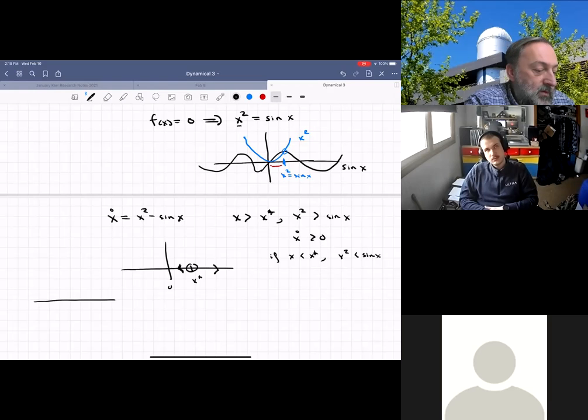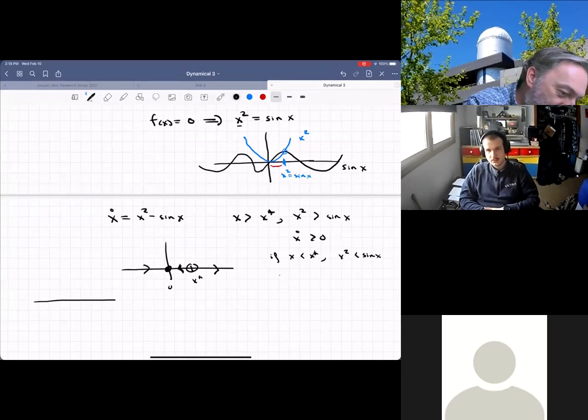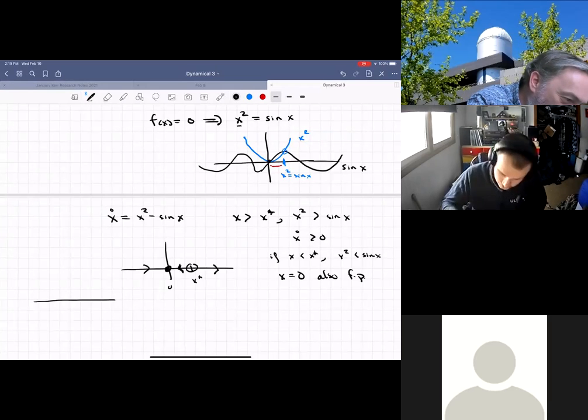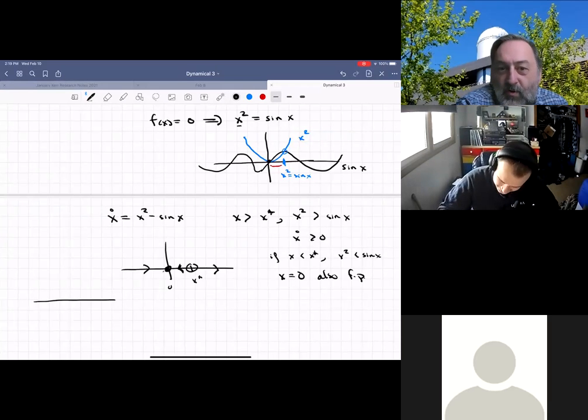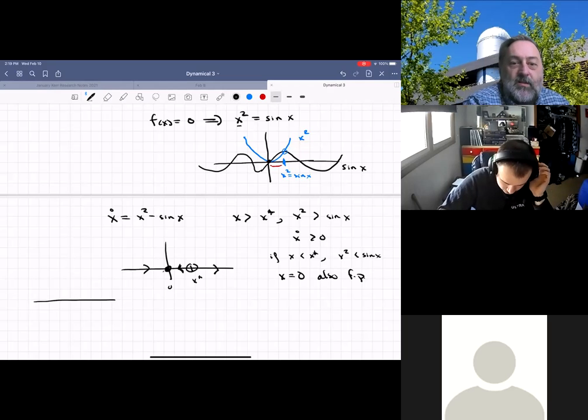Wait, x squared minus sine of x. Oh, there's another fixed point. There's another fixed point here. Those two curves also intersect there. See, look, they intersect right there. So anywhere where the two curves intersect, they are going to, yeah, that makes sense. And anywhere to the left of the origin, the flow is to the right.